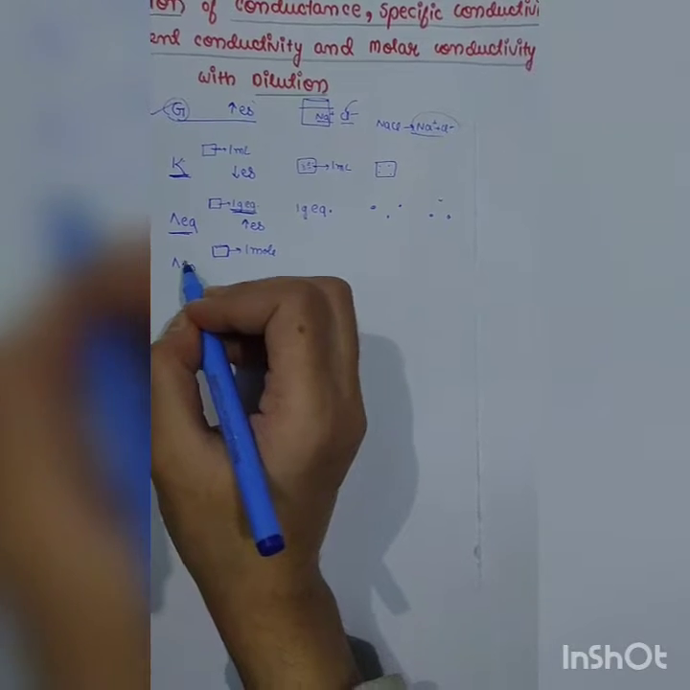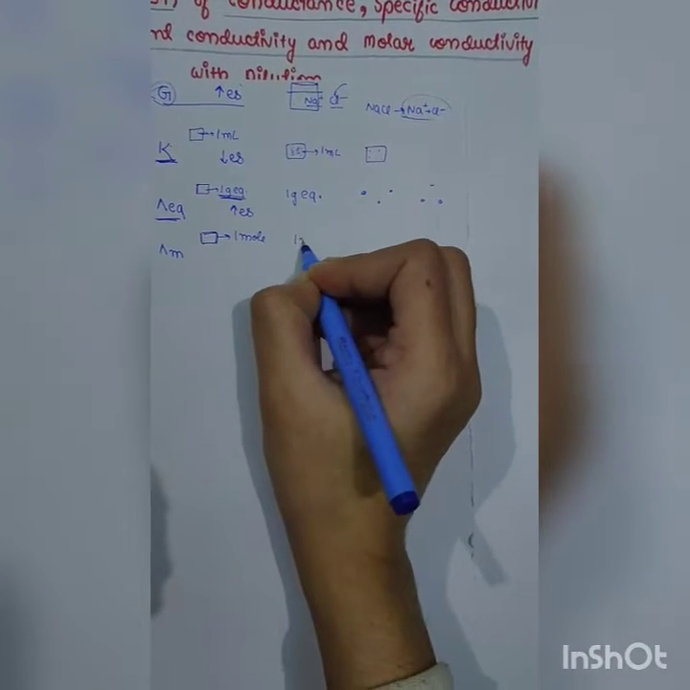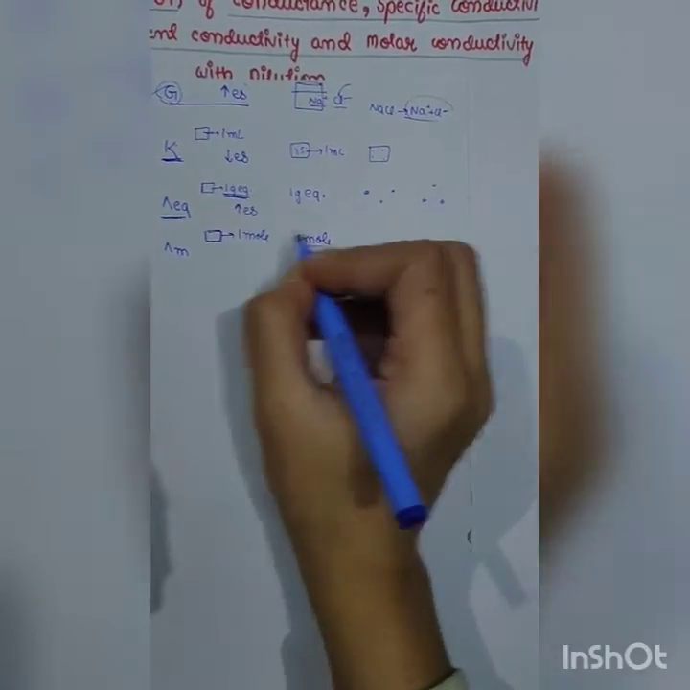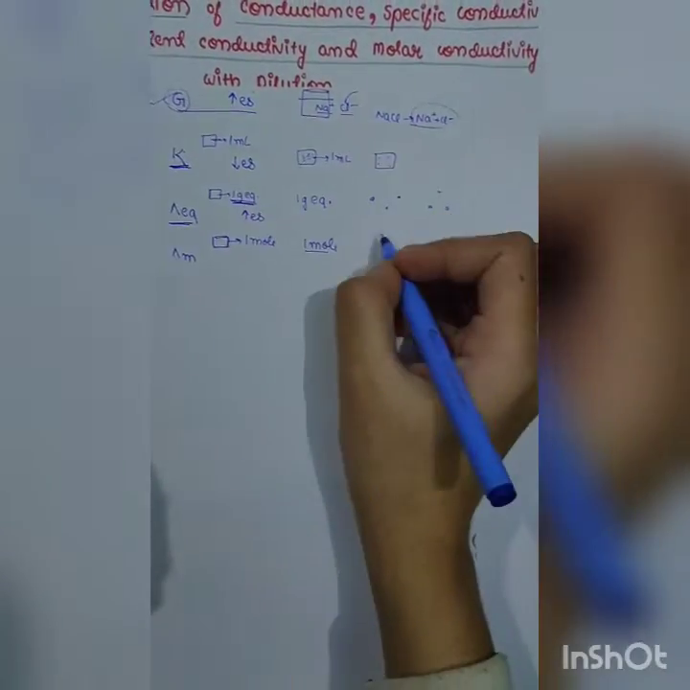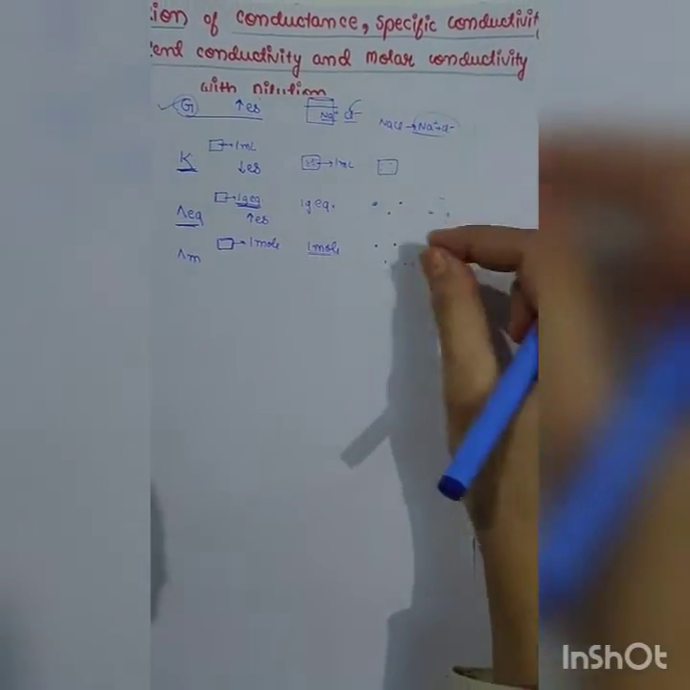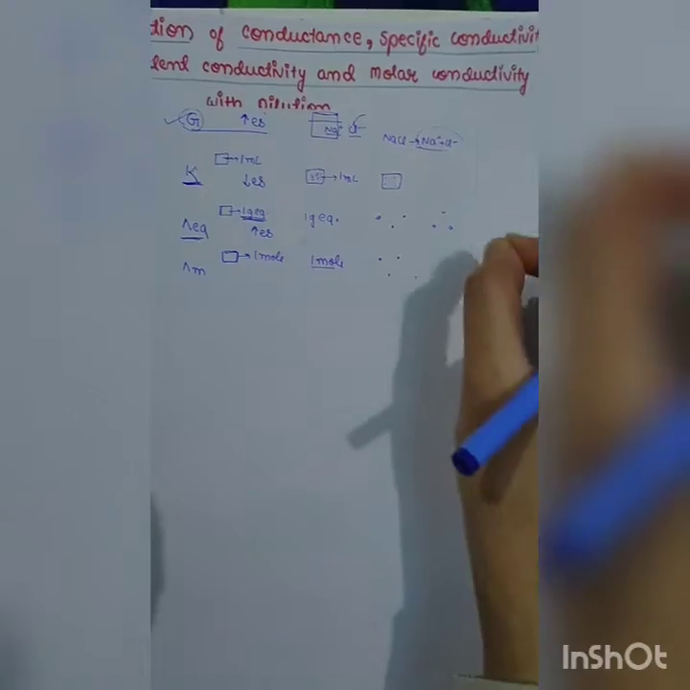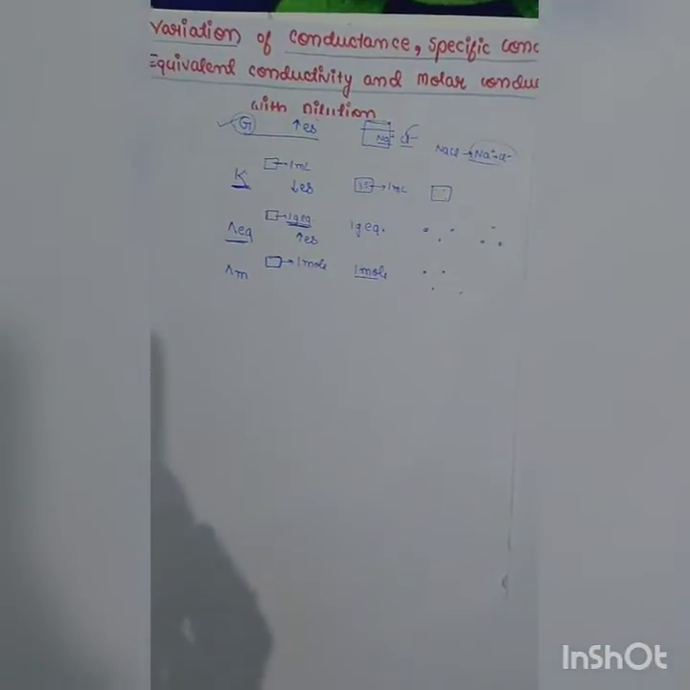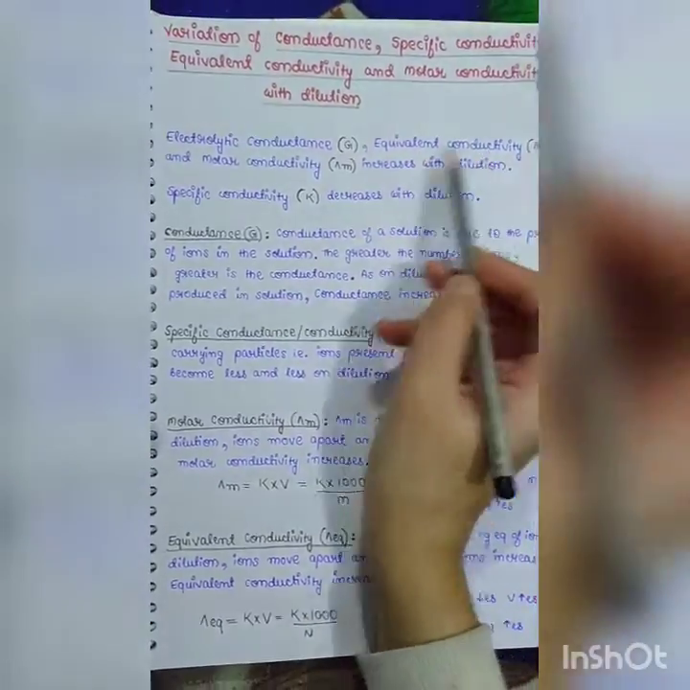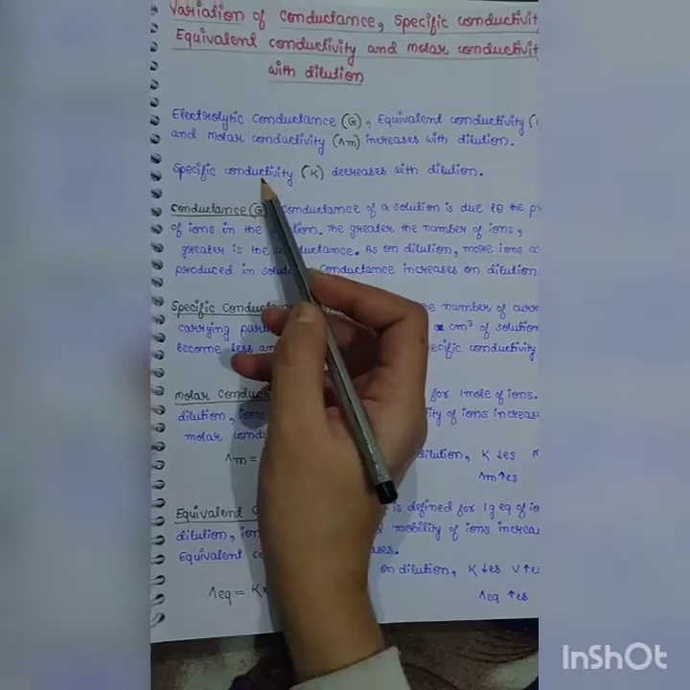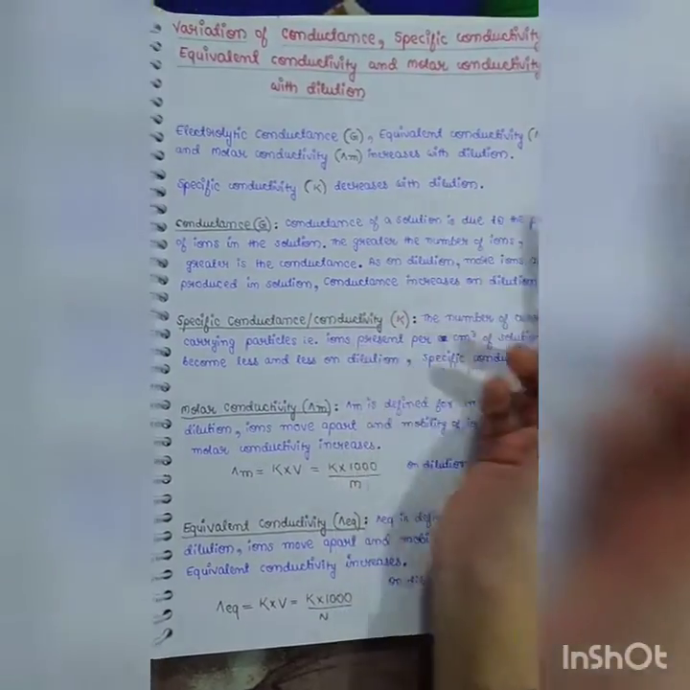Next is molar conductivity. Molar conductivity is the conductance of that much volume which contains 1 mole of electrolyte. Since on adding water or on dilution, ions will separate, the interactions between the ions will decrease, so as a result ions will move more frequently, so conductance will increase, molar conductivity will increase. So electrolytic conductance, equivalent conductivity and molar conductivity increase with dilution, whereas specific conductivity kappa decreases with dilution.